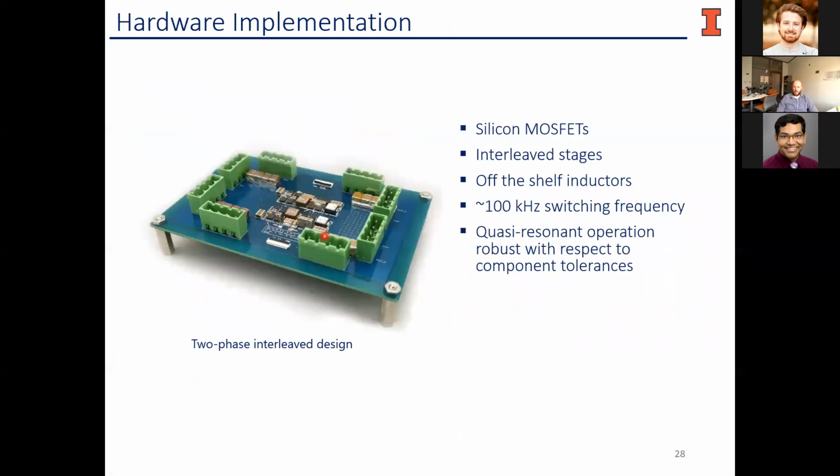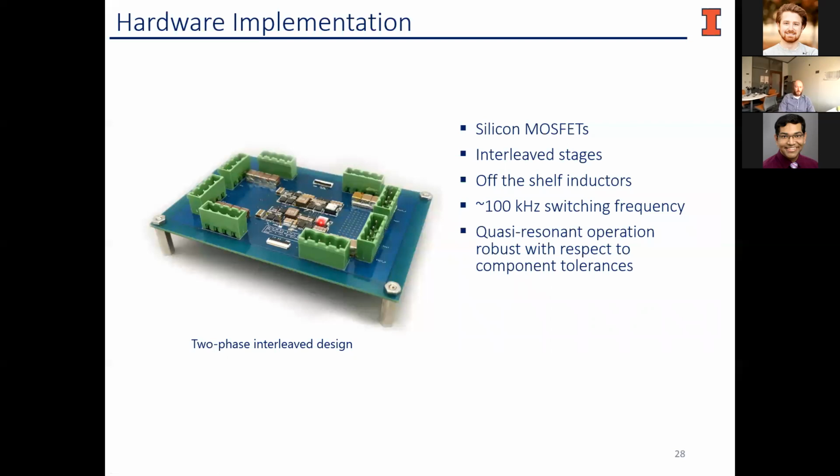So if we look at the hardware implementation, this actually uses silicon MOSFETs. So it is not using GaN. And it turns out that in this lower voltage space, especially when it comes down to conduction losses, silicon MOSFETs are very competitive with the GaN counterparts. This also uses the interleaved stages. It's just using off-the-shelf inductors, right? You can see the little power inductors here and here. And it's only switching at 100 kilohertz, right?